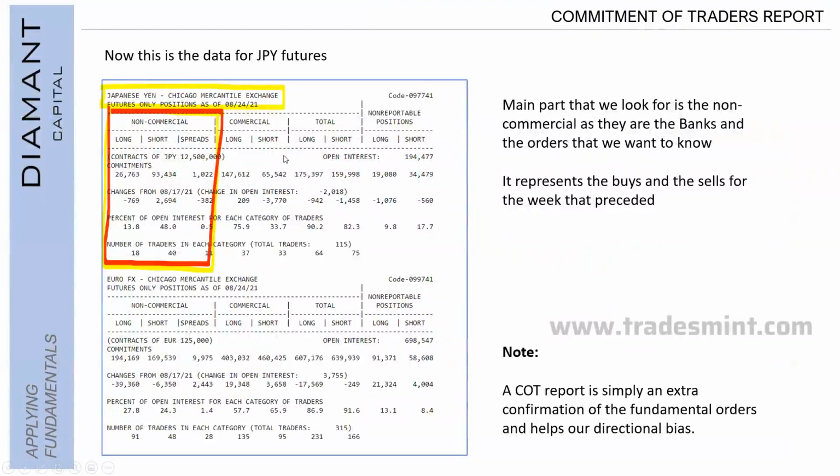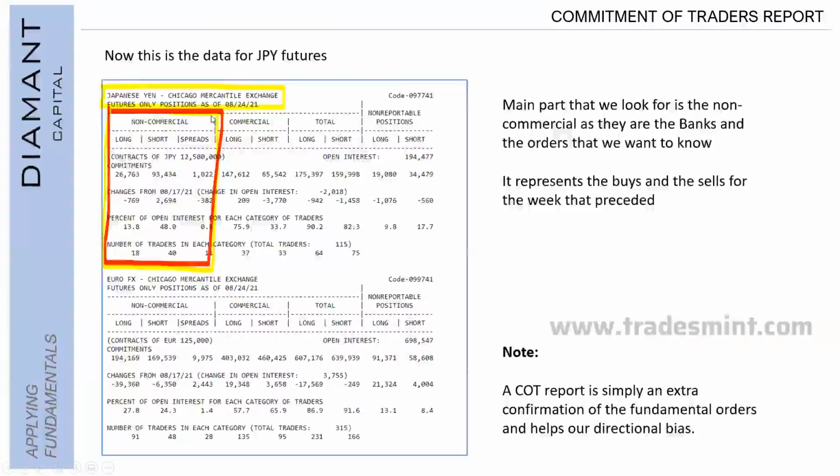At first, it looks very confusing. You don't really understand what's going on because it's all numbers, but let me break it down. In this case, we're looking at the JPY futures contracts. Here it shows the date. The code is relevant to the type of futures market it is. Now you've got non-commercial, commercial, and then total. Non-reportable positions are retail traders like me and you, for example, where our trades do not even create a blip in the market.